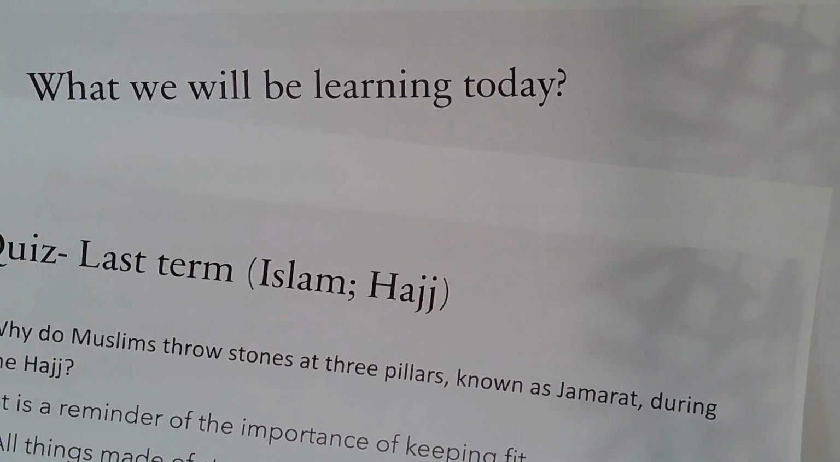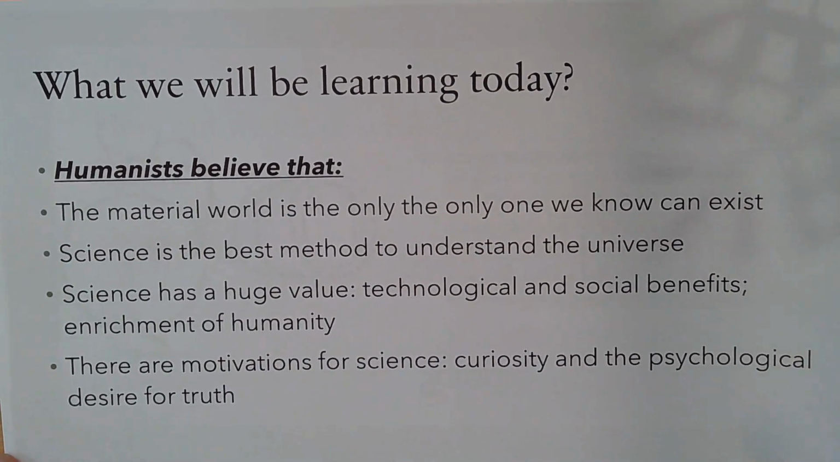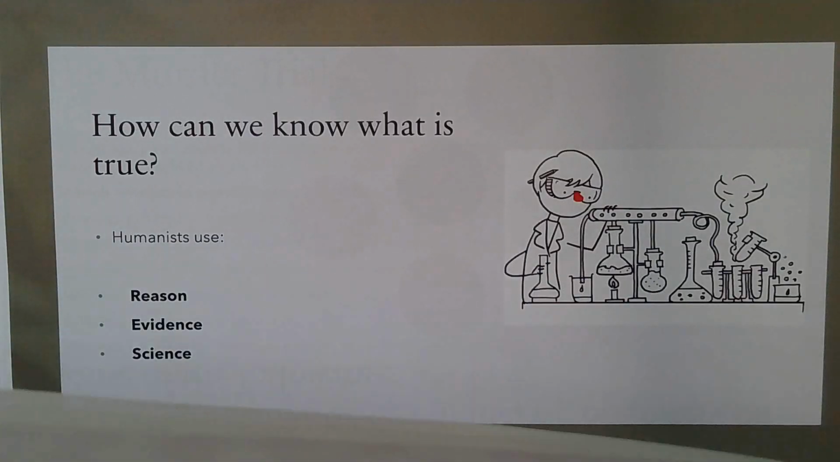We're now going to go and look at humanism. So like I said, we're looking at humanism, their key beliefs, and how they use science to inform their daily lives. Humanists believe that the material world is the only one we know can exist. Science is the best method to understand the universe. Science is a huge value. They believe that it has technological and social benefits and it enriches humanity. And also there are motivations for science. They have curiosity and a psychological desire for truth. So those are some of the themes we'll be covering today as we delve into humanism and science.